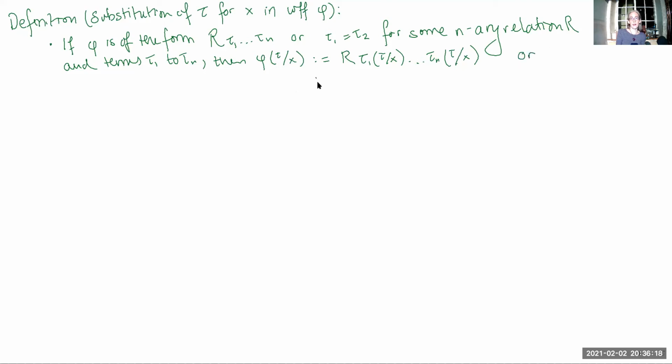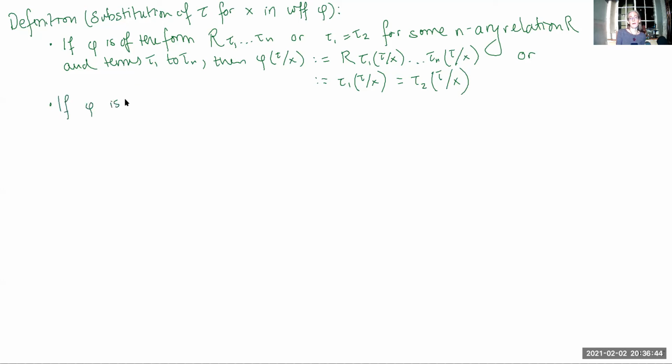Or it will be the result of substituting tau in for x in tau 1 and taking the identity of that with the result of substituting tau in for x in term 2. So basically, if we have an atomic formula, we just shove the substitution into the terms and then appeal to our definition of term substitution.